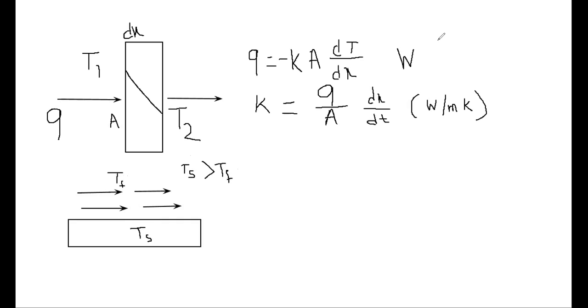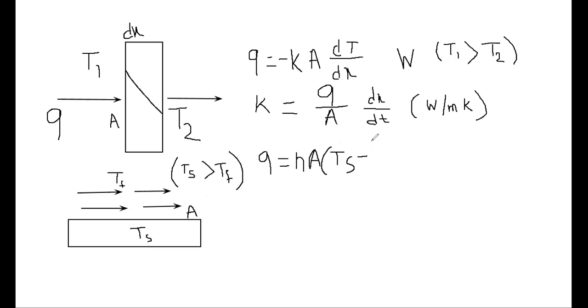Here is also minus K is only valid for T1 greater than T2. Otherwise, minus will not be valid. Here is also, we will develop the formula by fulfilling the condition Ts is greater than Tf. So from Newton's law of cooling, for convection, Q is equal to H A, cross-sectional area, let us say A, into surface temperature of solid minus temperature of fluid. That is the Newton law of cooling.